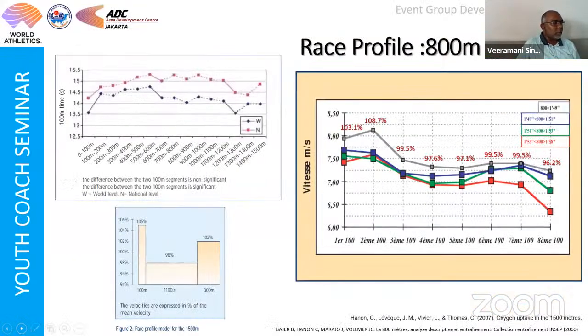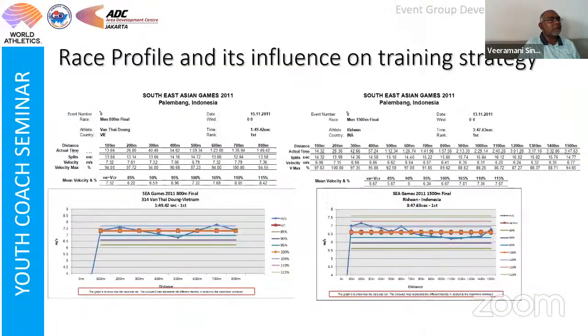The next one is just to give you in local context, how does it look like? This is something which we did together with Paria in Palembang, 2011 SEA Games. We managed to capture some results for our region. So this is the winner who ran 1:49, and Ridwan who ran 3:47 for the 1500. So basically both are gold medal winners. You can see a very nice graph of how they have run.